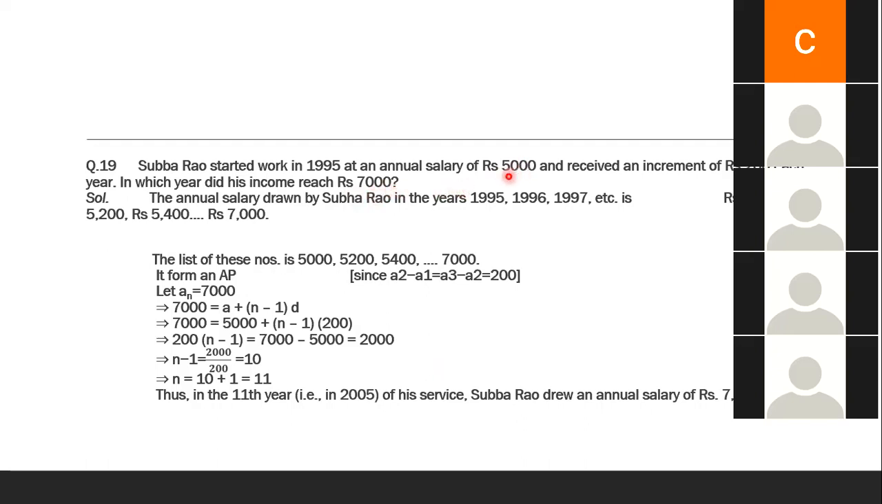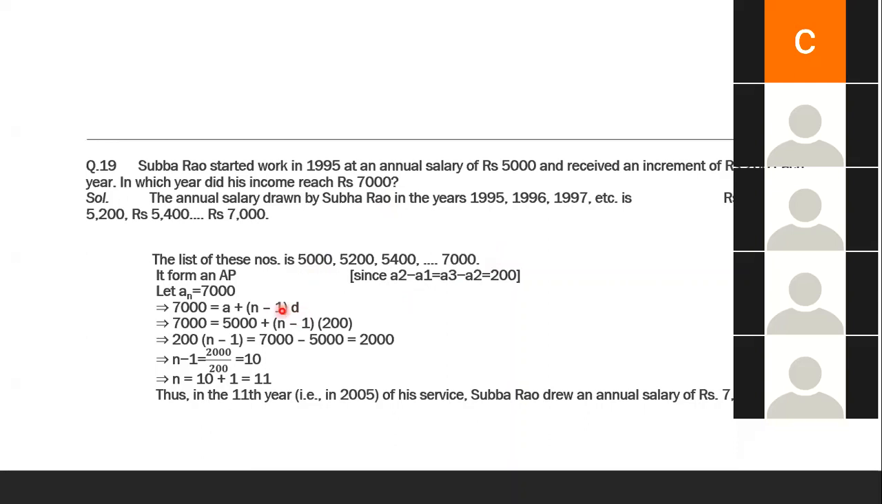So, presently he is getting 5,000. Every year he is getting 200 rupees extra. So, in which year is he getting 7,000? This is the question. Am I clear, children? He started working in 1995. In 1995 he was getting 5,000. So that is the first value. In 1996, how much is he getting? 5,200. 1997, 5,400. So he keeps getting more until 7,000. We need to find out in which year he is getting 7,000. Any doubt here?